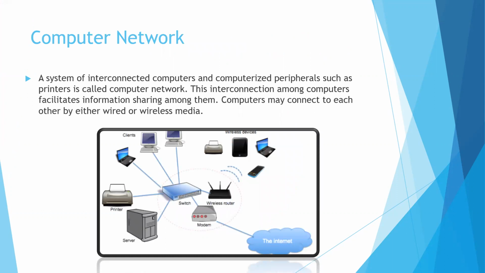Computer network. A computer network is a system of interconnected computers and computerized peripherals such as printers. This interconnection among computer facilities allows information sharing among them. Computers may connect to each other by either wired or wireless media. This interconnection facilitates the sharing of information.